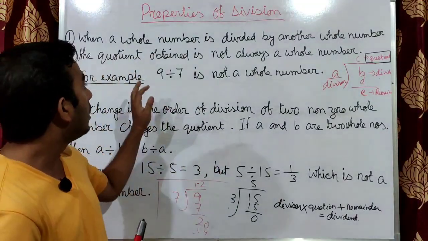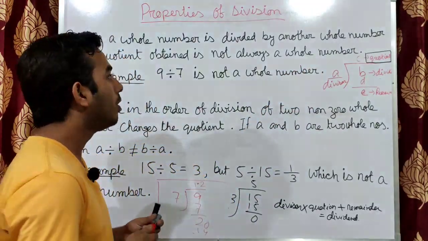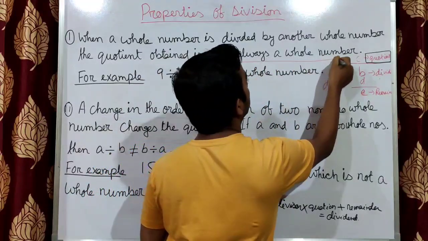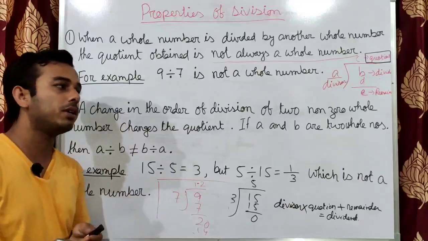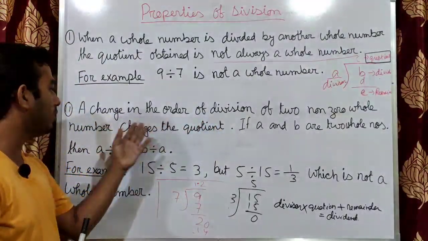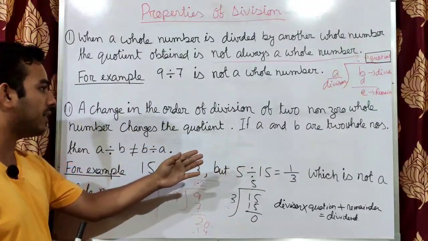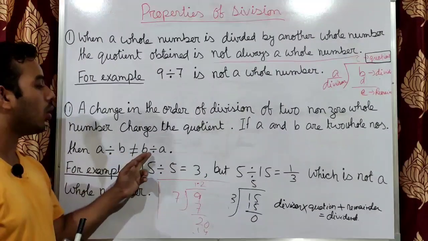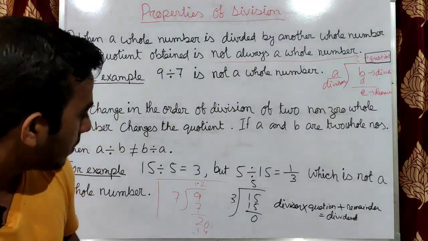So I told you that the quotient obtained is not always a whole number. You should remember this point. Clear? Now let's move to our next point, that a change in the order of division of two non-zero whole numbers changes the quotient. If a and b are two whole numbers, then a divided by b does not equal b divided by a. What does this point tell us?